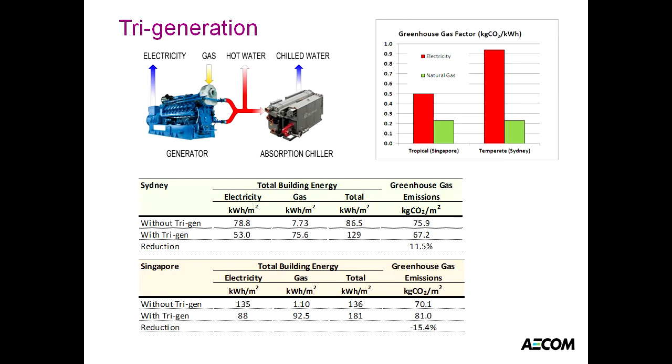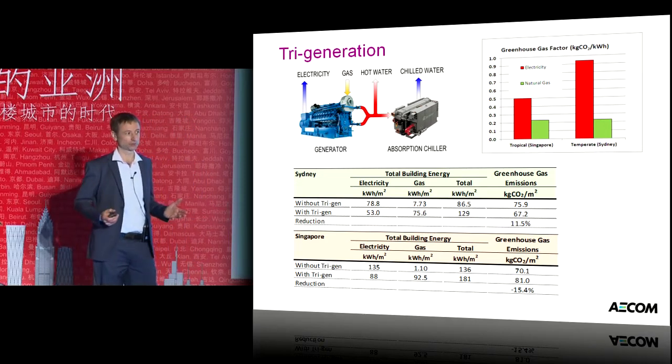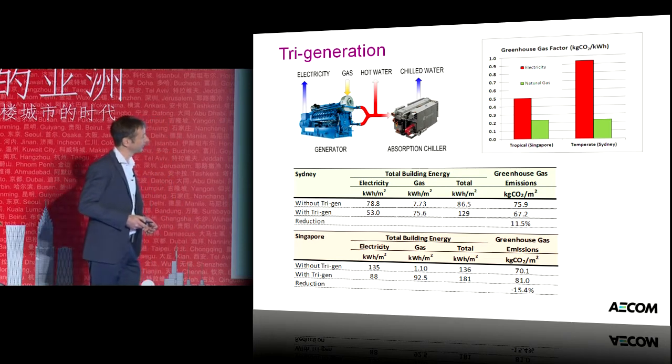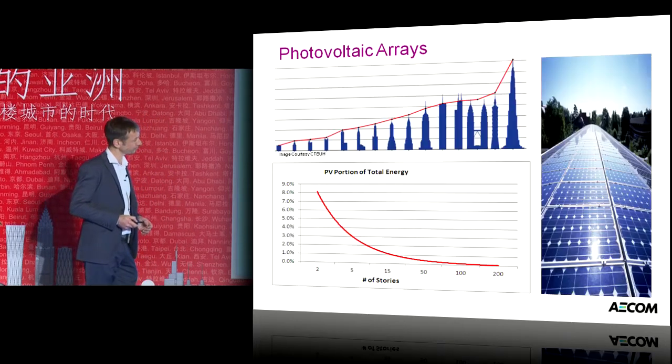And when we did the analysis on TriGeneration, we actually found that because of the difference in the cleanliness of the energy within the two different cities, one uses gas turbines, one uses coal-burning power stations. In Sydney, you would get an 11.5% reduction in greenhouse gas emissions, but in Singapore, you'd get probably something in the order of a 15% detriment. So there's no reason you would want to put in a TriGeneration system in that sort of building, in that sort of climate.